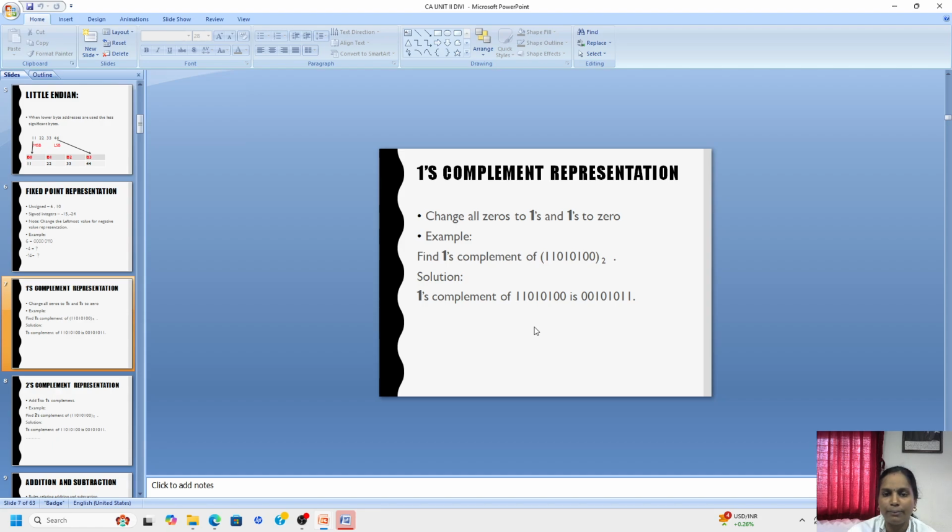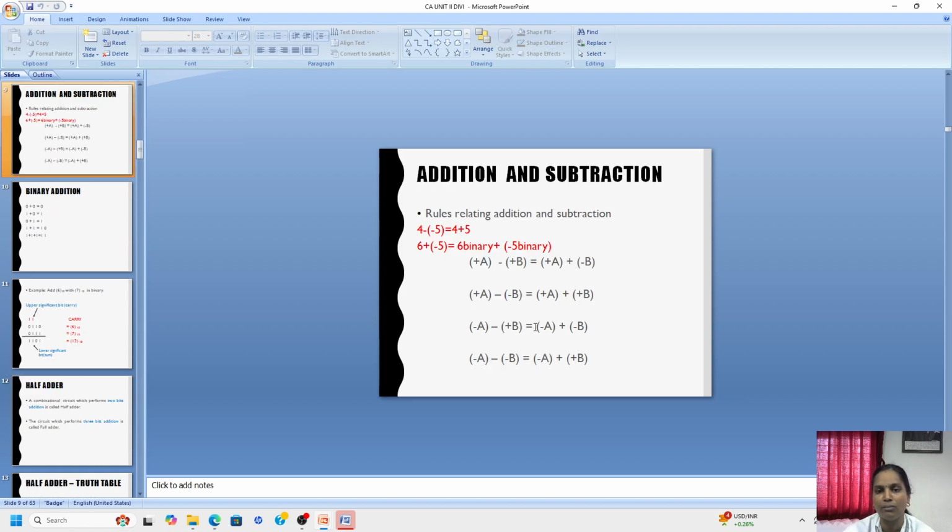One's complement representation: in one's complement, the zeros are complemented to 1 and the 1s are complemented to zeros. For 2's complement, the 1's complement value is added with 1, and the final answer is the 2's complement representation of the given number.